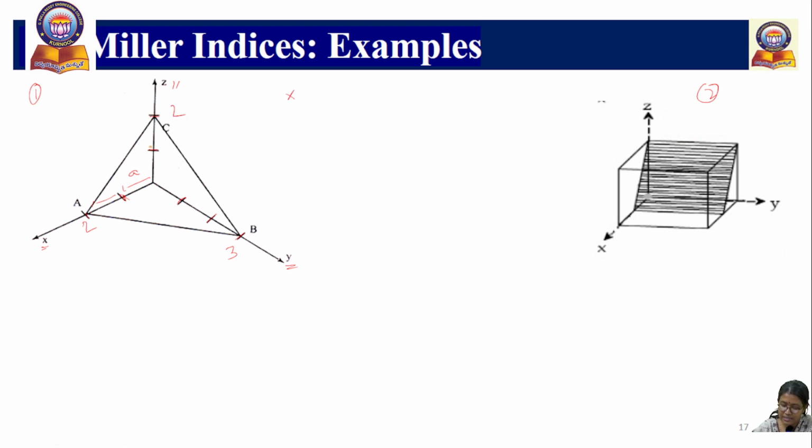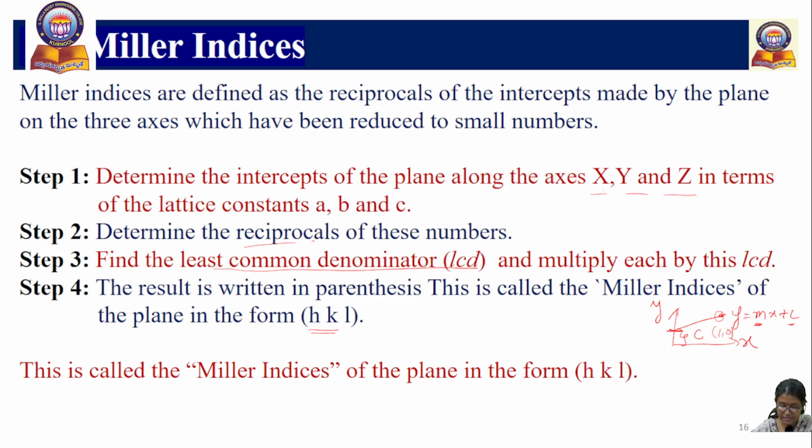So what are the intercepts along the three dimensions? The plane is cutting the x-axis, y-axis and z-axis. Cutting means those are the intercepts. So where is it cutting at x? At 2. Where is it cutting at y? At 3. Where is it cutting at z? Again at 2. Now what is the next step? Intercept we have to find. Step number 1 done. Step number 2, determine the reciprocal.